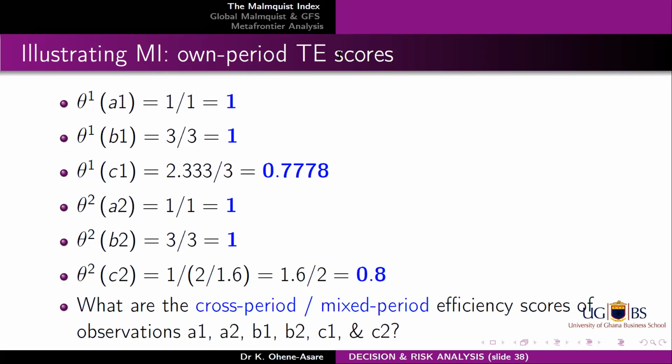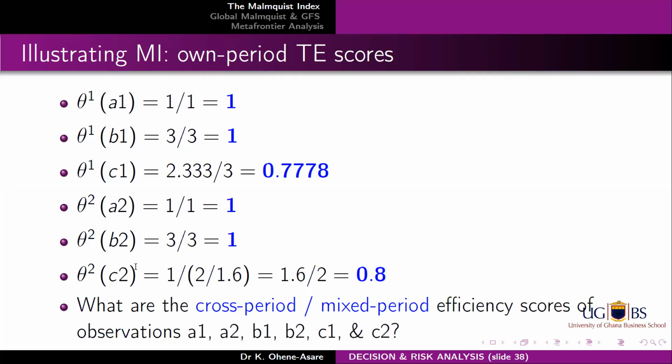So watch the way you have to write the efficiency scores. That is how you estimate it. All of these are called own period technical efficiency scores. And this is how we read it: the efficiency of observation A1 relative to frontier 1. But if I'm calculating the efficiency of A2, it is relative to frontier 2. So that is own period efficiency scores.